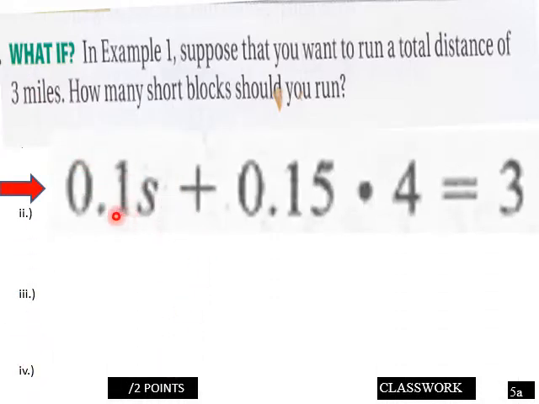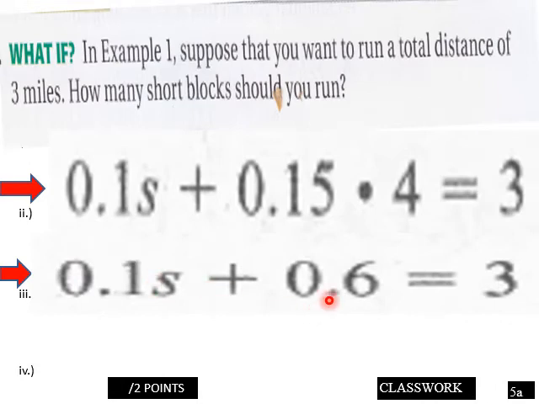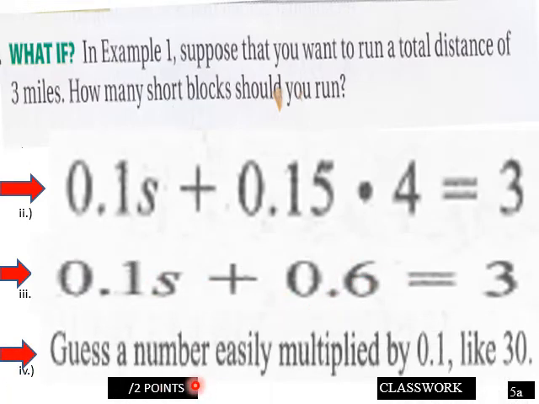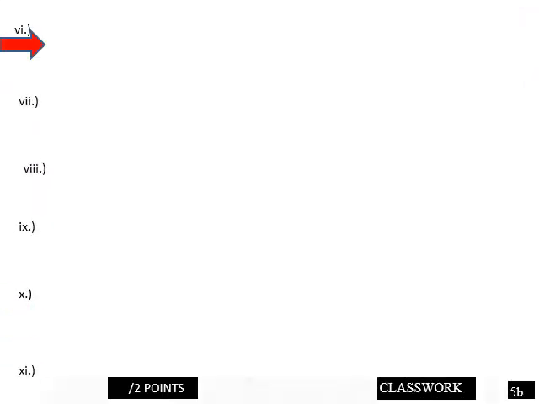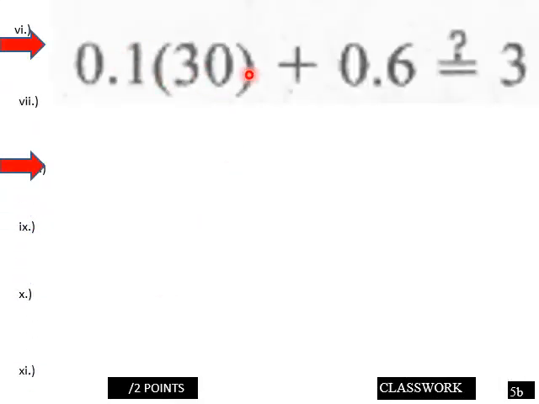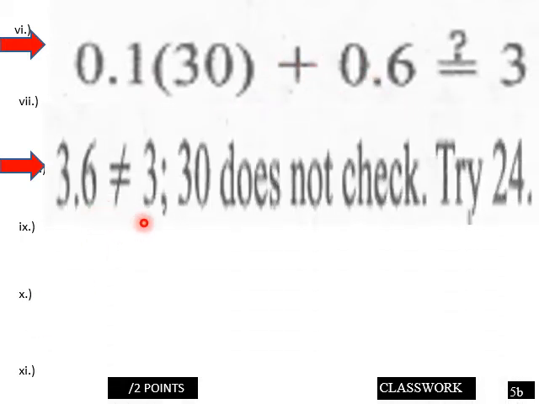Here's your setup: 0.1s plus 0.15 times 4 equals 3. So here are our long blocks, and we're going to run 4 of those. We need to know how many short blocks we need to run to make 3. So 0.6, we do our algebra here. Guess a number easily multiplied by 0.1, like 30. Or you could just move this over here. 0.1 times 30 plus 0.6 is 3.6. 3.6 does not equal 3. 30 does not check. Try 24.